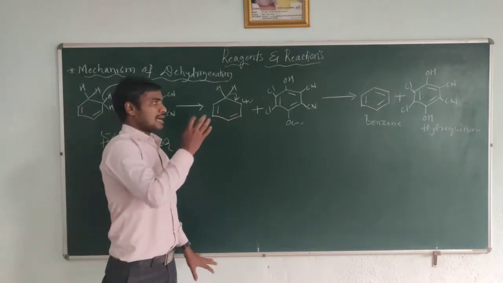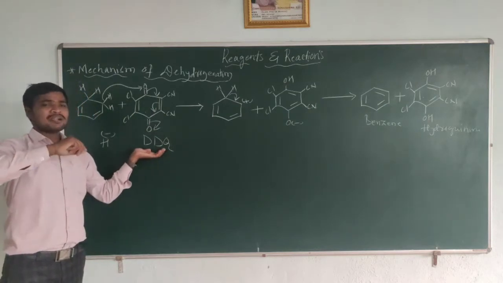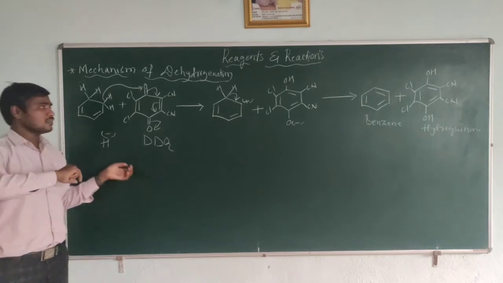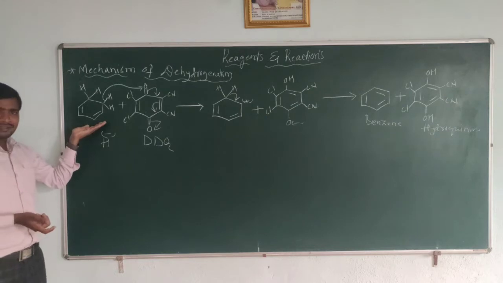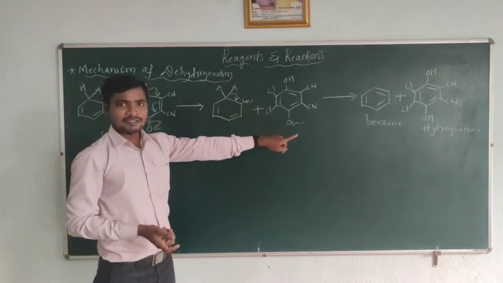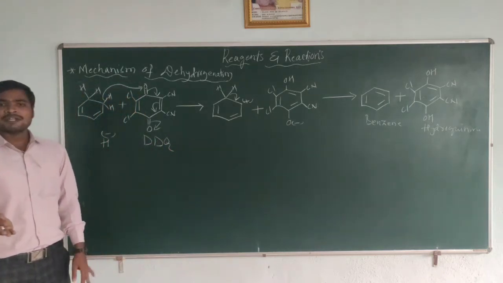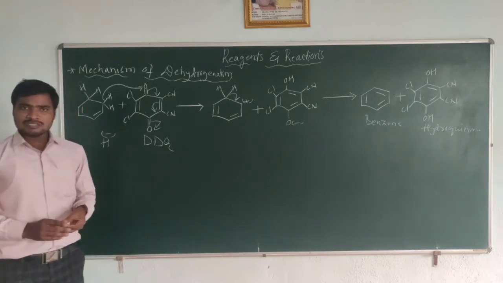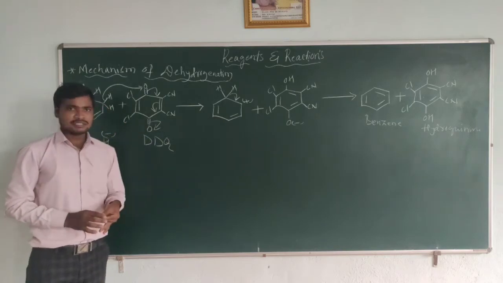As well, the DDQ acts as an aromatizing reagent. Aromatization means converting a non-aromatic molecule into an aromatic molecule. Cyclohexadiene is a non-aromatic molecule, and benzene is an aromatic molecule. So this reagent helps to convert a non-aromatic molecule into an aromatic molecule by the dehydrogenation process. So this is the mechanism of dehydrogenation.